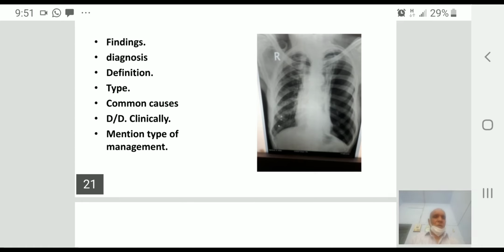Definition of pneumothorax is the accumulation of air in the pleural space. Types of pneumothorax are spontaneous pneumothorax and second is traumatic pneumothorax. Spontaneous is of two types: primary spontaneous and secondary spontaneous pneumothorax.